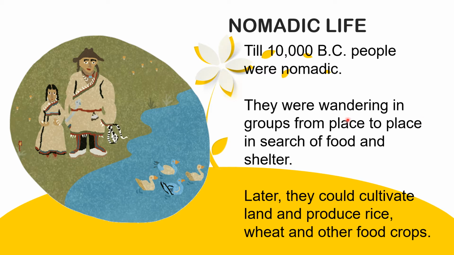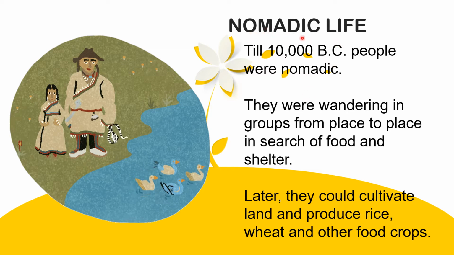Now let us discuss a little about what is nomadic life. Almost you know that this practice of agriculture, that is the practice of growing plants and getting food from that, was not in practice right from the existence of human beings on the earth. Almost till 10,000 BC, people were nomadic. What does the word nomadic mean? The people who are wandering in groups from one place to another in search of food and shelter are called nomads. And till 10,000 BC, people were leading only a nomadic life.